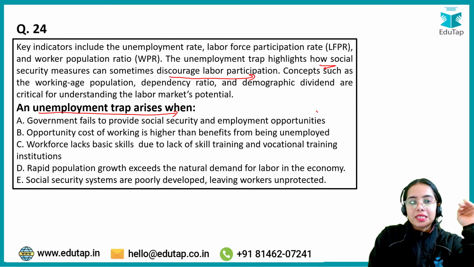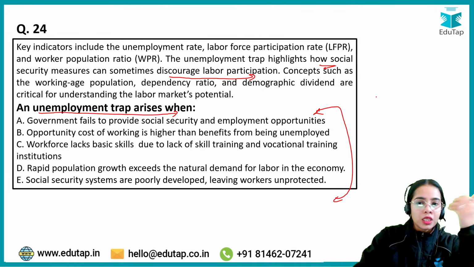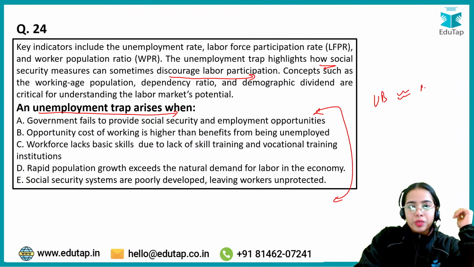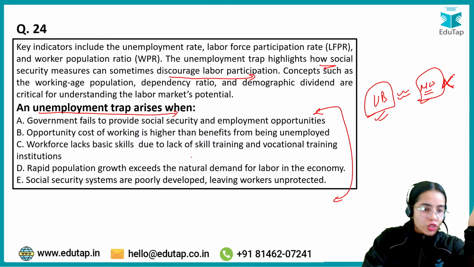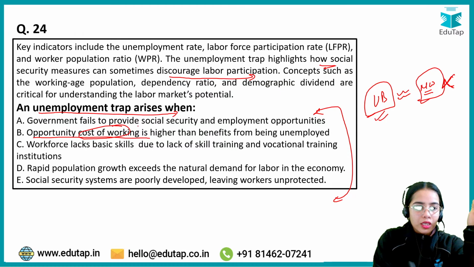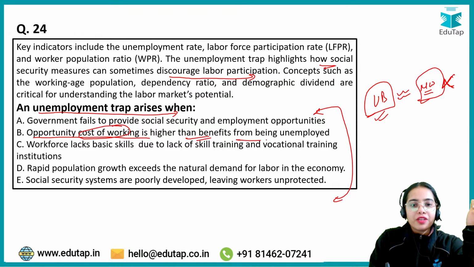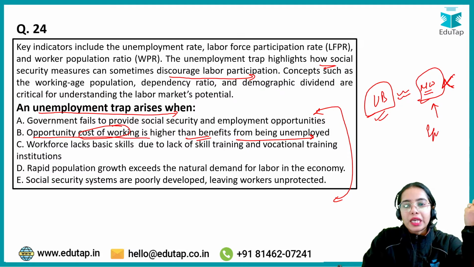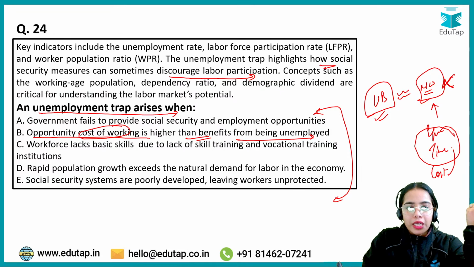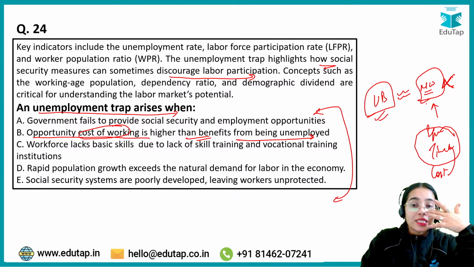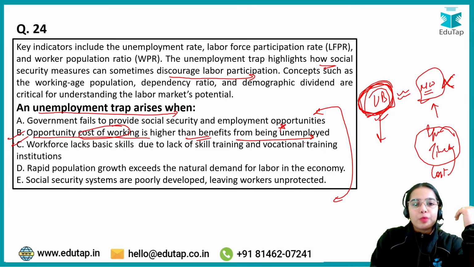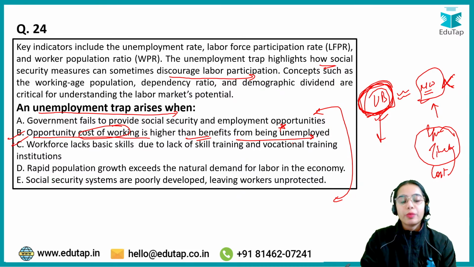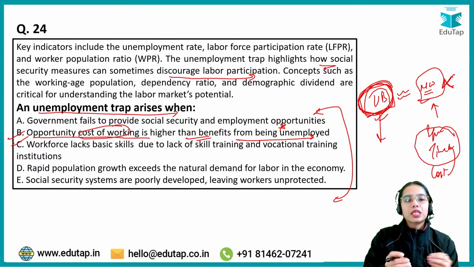So an unemployment trap arises when which of the following is happening? If the unemployment benefits are very near to the minimum wages, then you will not want to work, because without working you can get free money, the unemployment benefits. So basically, the opportunity cost of working, the cost of working, is higher than the benefits from being unemployed. If you are working, you are only getting minimum wage by putting in your efforts and your time. So the cost of your time and your efforts is higher than the benefits you get from being unemployed. Okay, so this is the unemployment trap. It highlights that if social security measures are very lucrative, they can sometimes discourage labor participation.